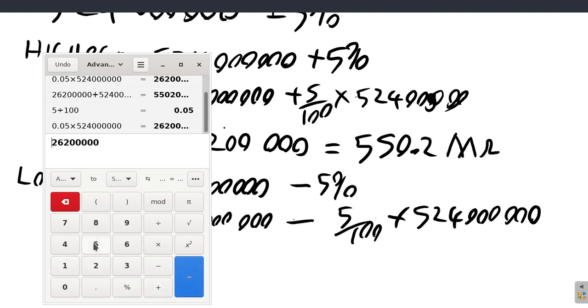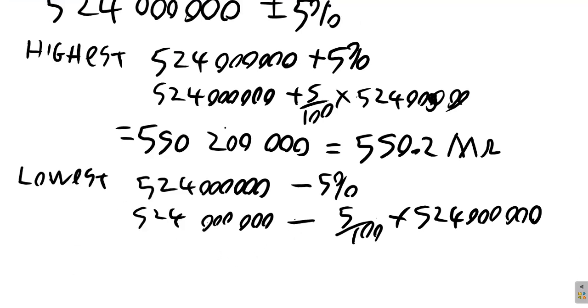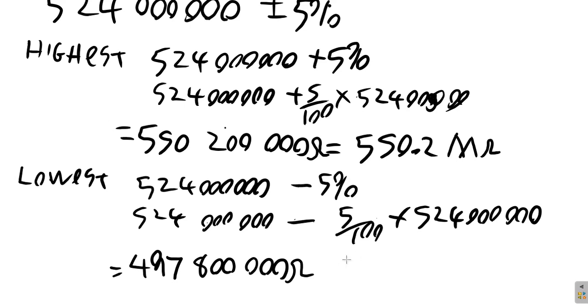Now, instead of adding, we're subtracting. 524 million ohms minus that gives us, and we get 497,800,000. So the lowest value is 497,800,000. Let me put the ohm sign. So it is 497,800,000 ohms, which can be written as 497.8 mega ohm.